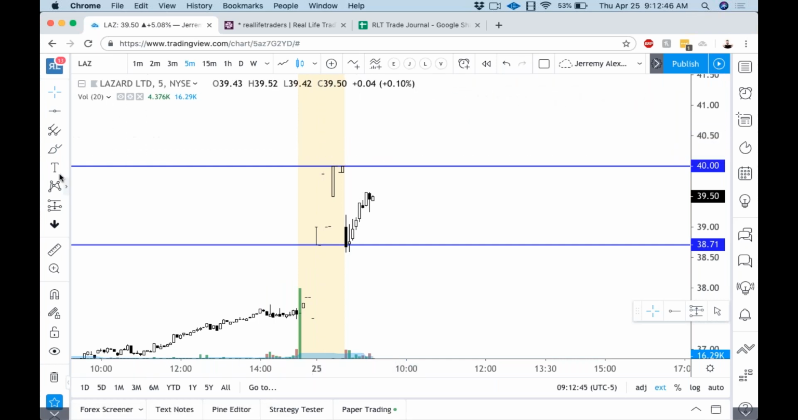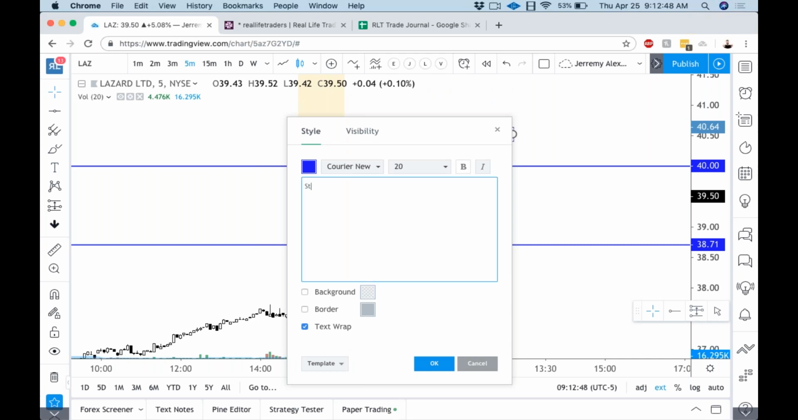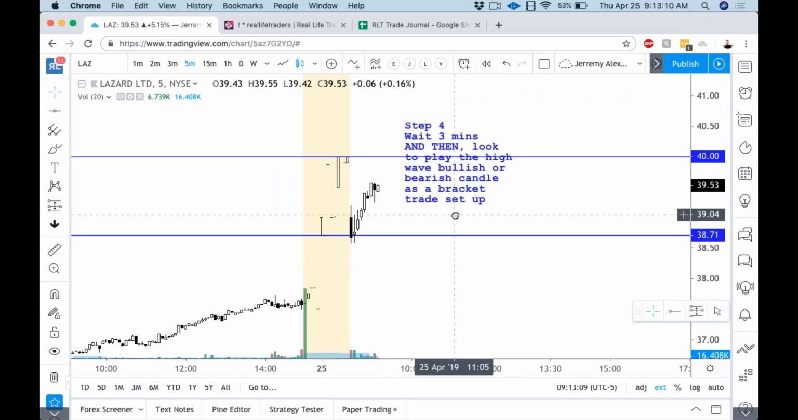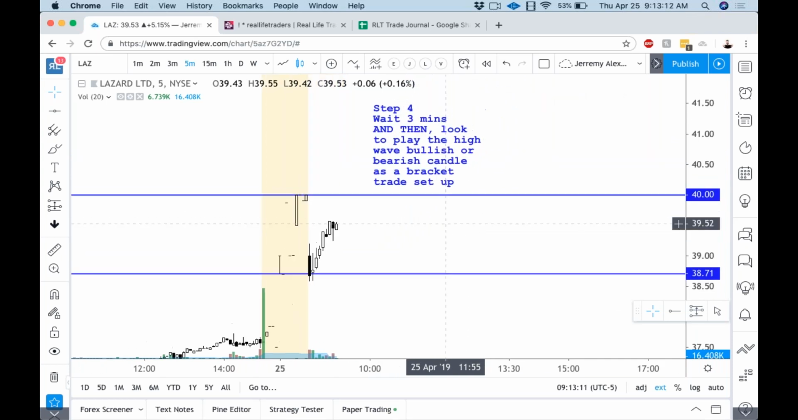Step four might seem pretty easy and self-explanatory, and that's because it is. Step four, wait 3 minutes and then look to play the high wave bullish or bearish candle as a bracket trade setup. That's really it.